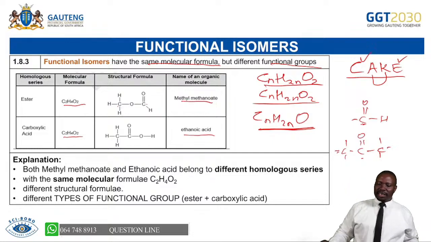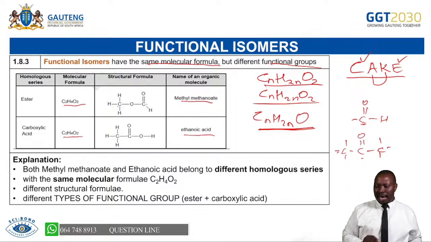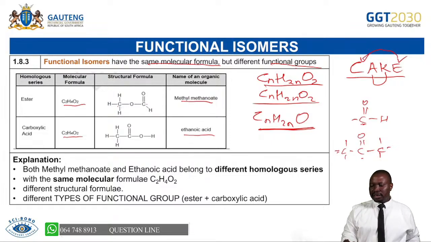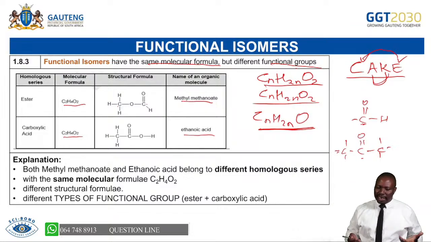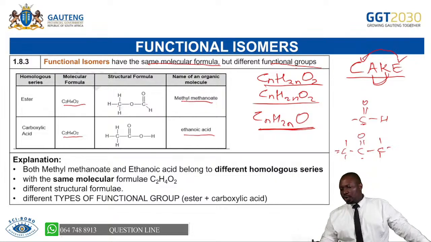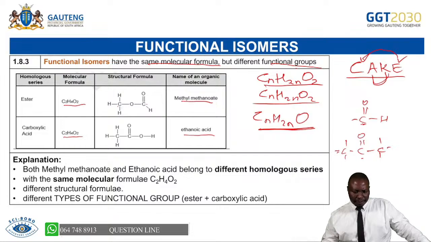And then we are saying these are functional isomers: same molecular formula but different functional groups. Hence we said carboxylic acids and esters, aldehydes and ketones. I hope you got that, and you'll be able to remember that even as and when you write your exams.